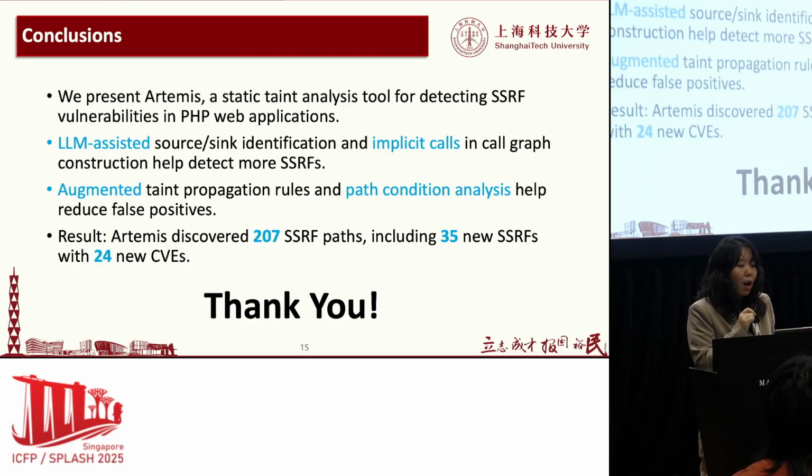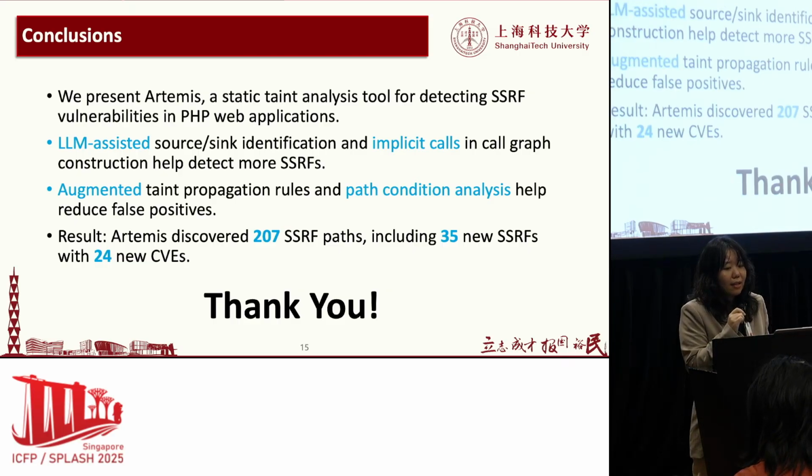To conclude, we present Artemis, a static taint analysis tool for detecting SSRF vulnerabilities in PHP web applications. Artemis has 4 modules that work together to improve true positive detection while reducing false positives. In our evaluation, Artemis discovers 207 true positive paths corresponding to 106 vulnerabilities, including 35 newly discovered ones.